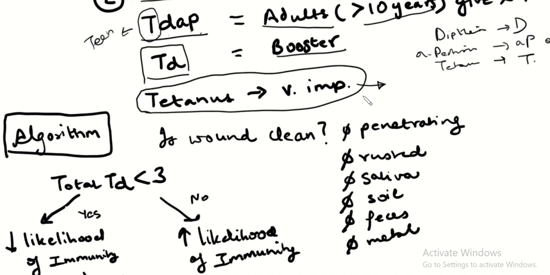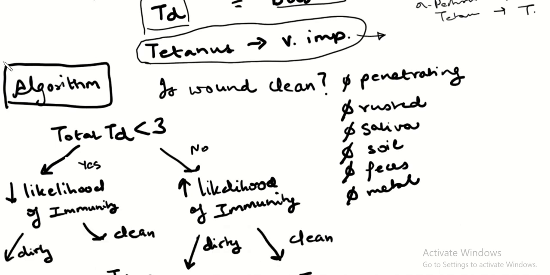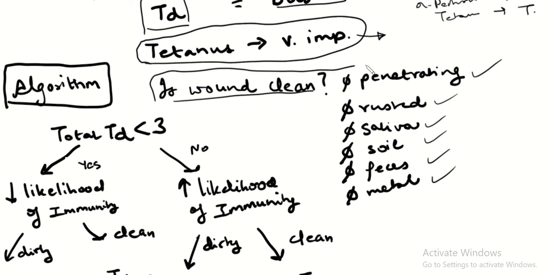So what's the algorithm? What's the thought process? So let's take a look at it. The first question you ask is, somebody comes in with a wound. So they've injured themselves and there's a wound. So the question is, is the wound clean? So what's the definition of a clean wound? Okay, it is not penetrating. There wasn't any rust involved with whatever caused the injury. There's no saliva, soil, feces, or metal. Oh my God, that is a lot of criteria.